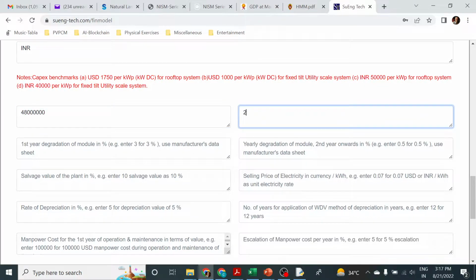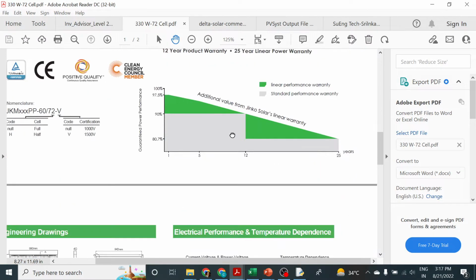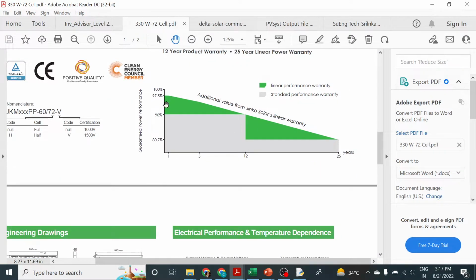Useful life of the plant is 25 years. First year degradation. So again, this data, first year and subsequent years degradation, I can get from the module data sheet. So you see here, friends, in the first year itself, there is degradation of 2.5%. The power performance comes from 100% to 97.5%, and then from second year onwards, it degrades from 97.5% to 80.7% from year 1 up till year 25.